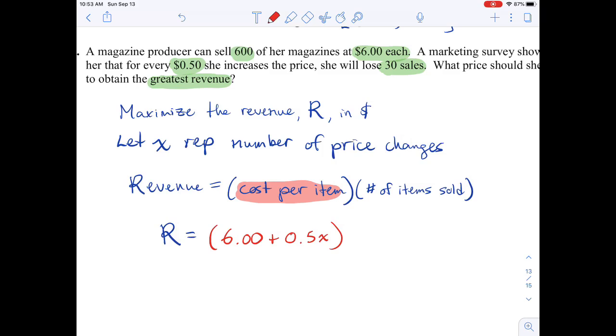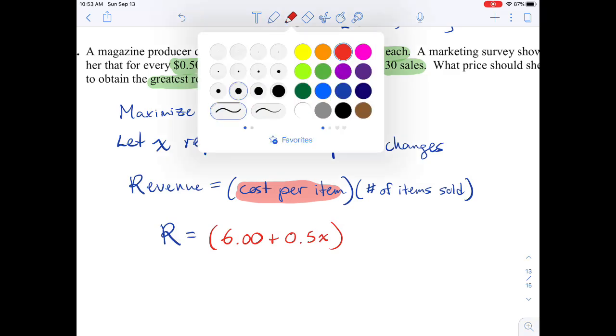So again, think about that just logically. If I increase my price once, I'm adding 50 cents. If X is 2 for 2 price changes, I'm adding $1. If X is 3 for 3 price changes, I'm adding $1.50, and so on.